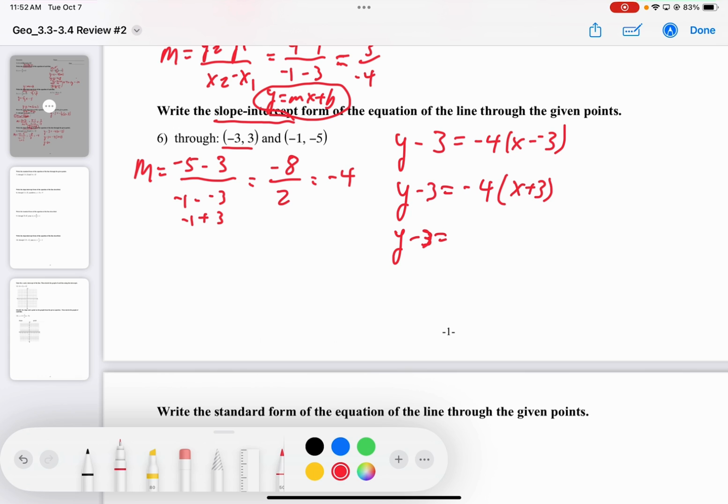What do you guys want to do first? Or what do we have to do first? Distribute. Negative 4x and then minus 12. And then what's after that? So y equals negative 4x. Negative 12 plus 3 is minus 9.